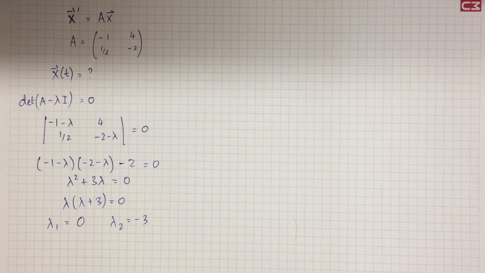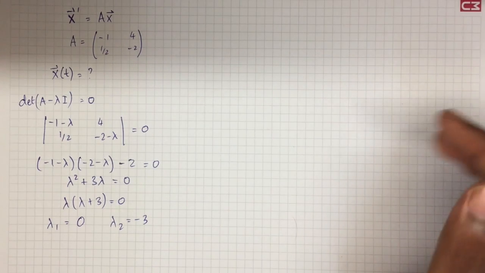So my first eigenvalue is 0 and my second eigenvalue is -3. We know that when we have a 0 eigenvalue, we'll have some special behavior in the graphs. Now we need to find the eigenvectors.